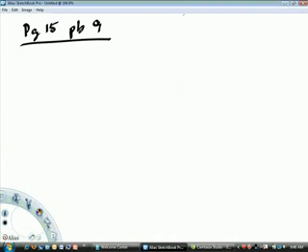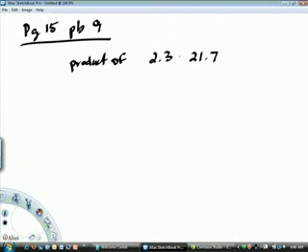So general math, STAR prep, page 15, problem 9. That problem looks like this. It says find the product of 2.3 and 21.7. Okay, product means what?